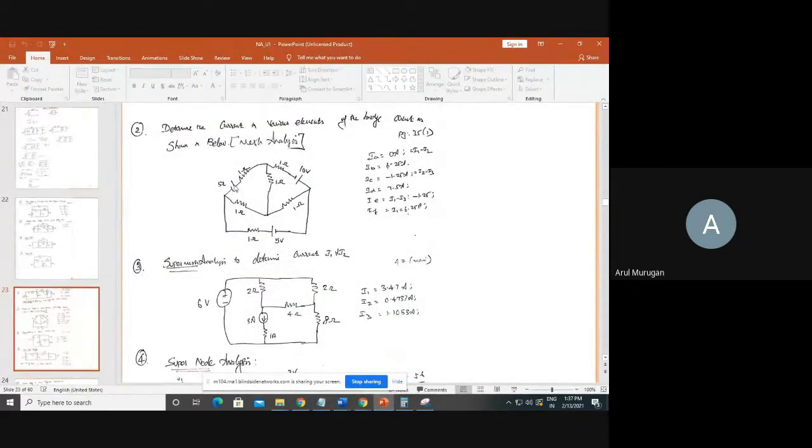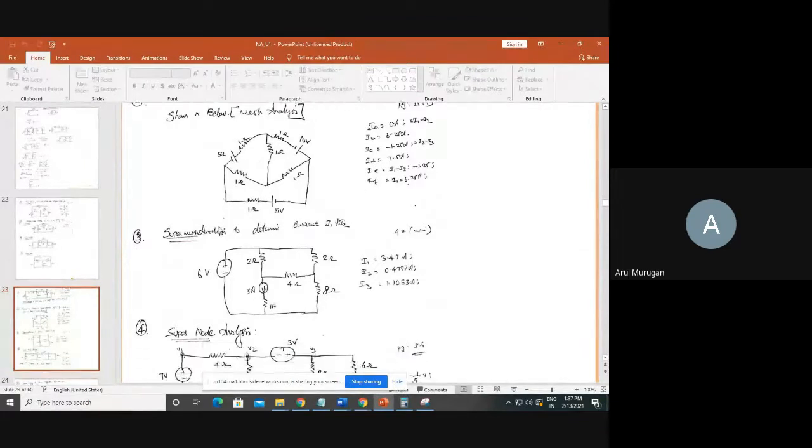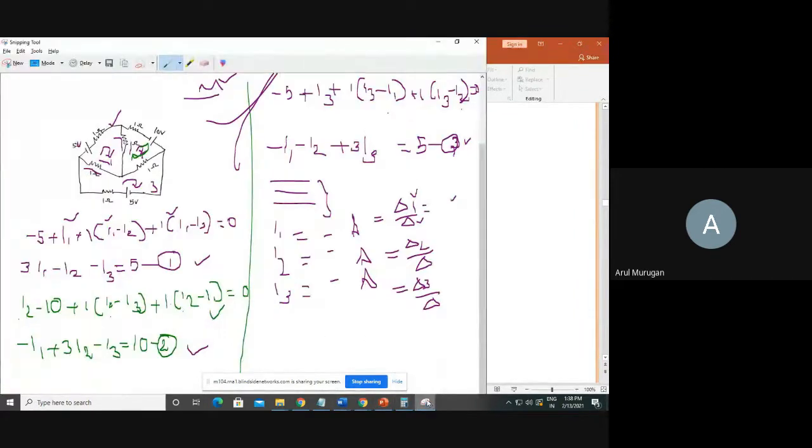So mesh analysis is completed. Next one is super mesh. How do you say super mesh? See, between two loops, the current source is intersected. Only then is it called a super mesh. So I will solve a super mesh problem.